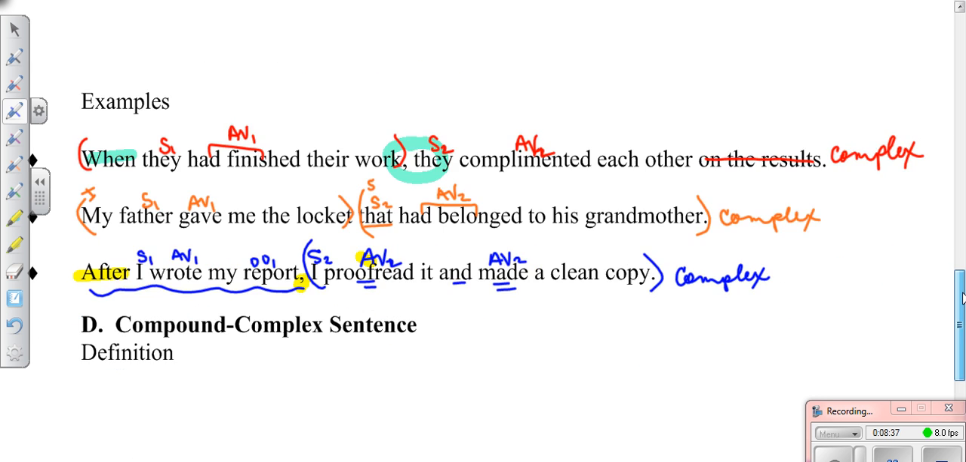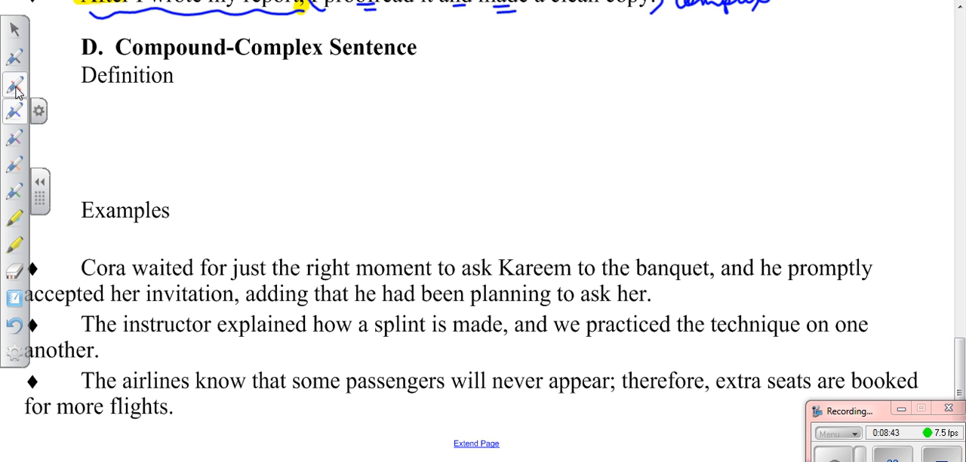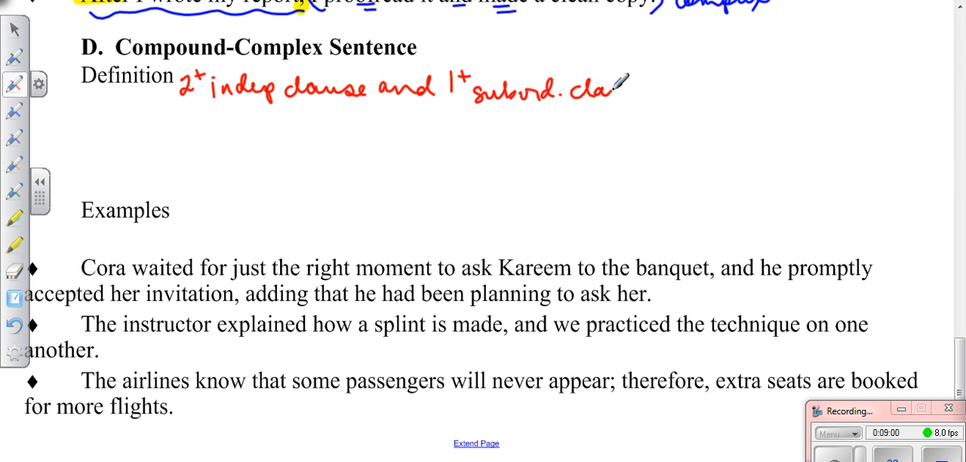Now the last structure type is exactly what you would expect. It is a compound complex sentence. So we have two or more independent clauses and one or more subordinate clauses. So at minimum we're looking at 3 pairs of subjects and verbs here. There may be more, but at minimum, to qualify as a compound complex, I need 3 sets of subjects and verbs, 2 independents and 1 subordinate.